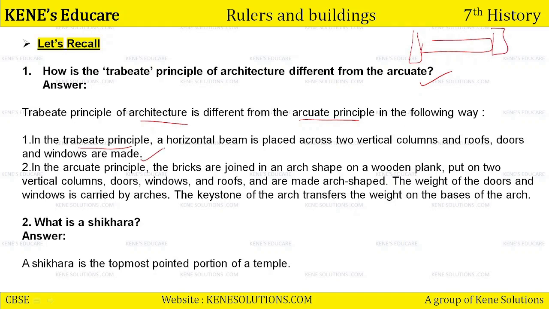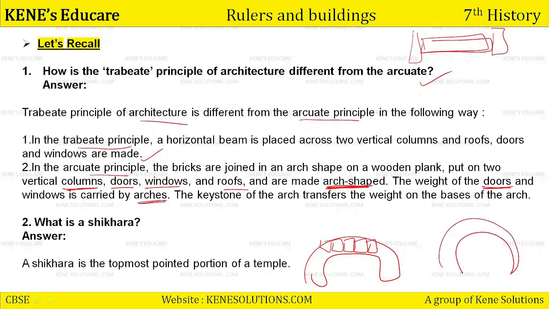Doors and windows are made. And in the Arcuate principle, the bricks are joined in an arch shape on a wooden plank put on 2 vertical columns; doors, windows and roof are made arch shaped. यहाँ पे arch shaped और यहाँ पे rectangular base है, correct? The weight of the doors and windows is carried by arches.